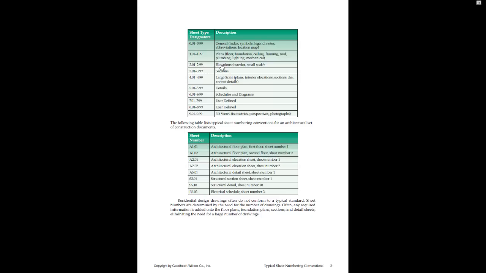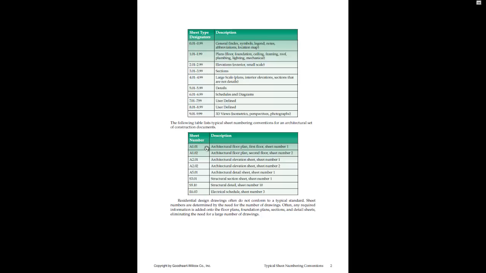2.01 to 2.99 are elevations, exterior elevations. Our 3 series are sections. In other words, we're going to cut through our object or our construction through the middle to see what's inside. Large scale plans would be in the 4 series. Details are 5s. Schedules and diagrams are in the 6s. And then we have some user defines and then some 3D perspectives that end up in the 9s.